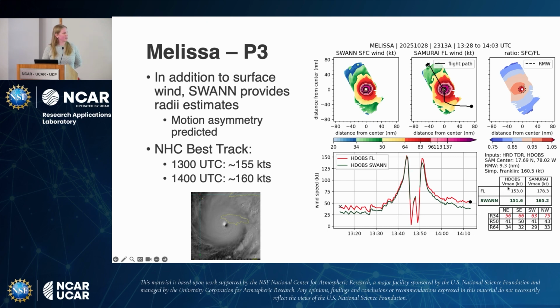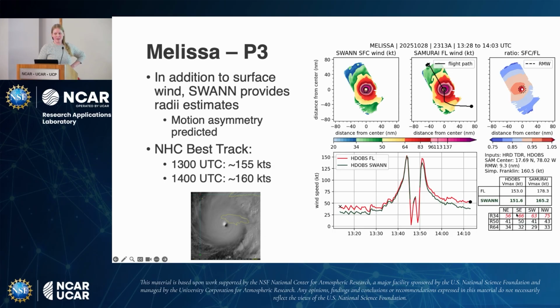And then for ease, I'm not sure how easy it is to see, but we have this table on the right that highlights the SWANN intensity values. For example, the Samurai Vmax was 165 knots analyzed. And we can also provide wind radii data, which are also used by the forecasters. So this is the overview of what we provide.